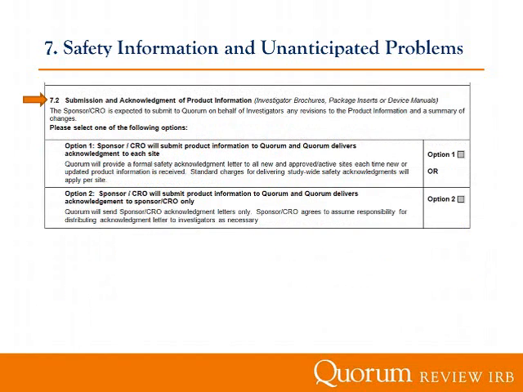7.2 offers a similar scenario. Option 1, where Quorum delivers acknowledgments of product information, there is a charge. Option 2, which has no charge, has the sponsor CRO assuming responsibility of distribution.